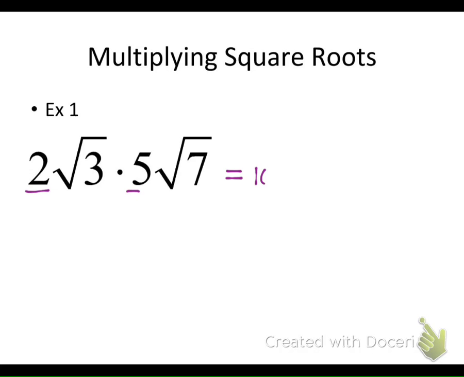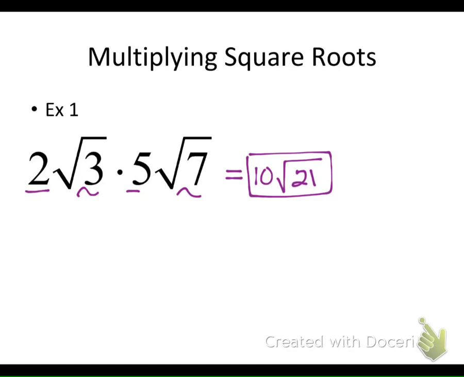10. So after you multiply the coefficients, because we could not factor our radicands, we're simply going to multiply our radicands together. So when I multiply my radicands together, what numbers am I multiplying together? 3 times 7, which is 21. Now, it stays as a radicand, square root of 21. That's going to be my final answer. So this is a basic multiplying square root example.